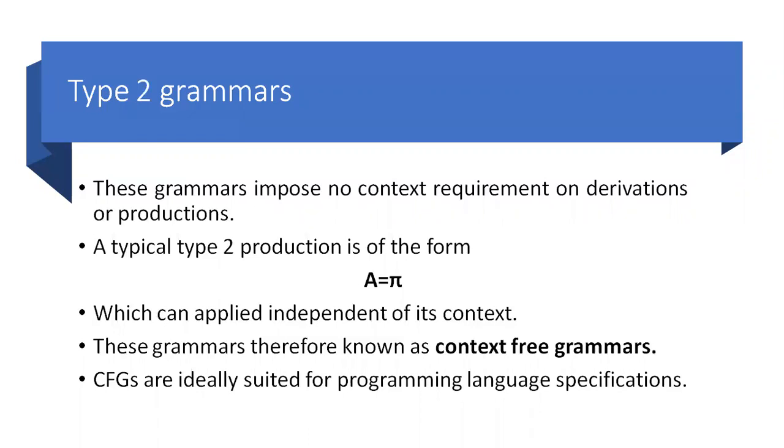Now you see the difference between type 0, type 1 and type 2. Type 0, directly replacing alpha with beta, is not possible. Type 1, context sensitive, checking the context each time is not feasible and none of the programming languages is giving such a type of context sensitive grammar. Next is type 2 grammar. Here it is called a CFG. Most importantly, CFGs are suited for programming language specifications.